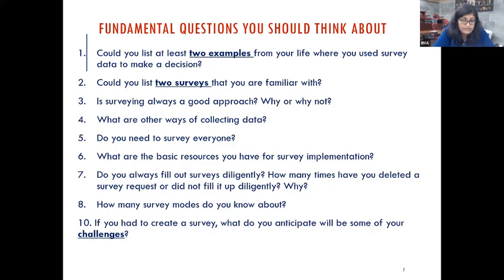Why or why not? Are there other ways of collecting data? What are those ways? And do you need to survey everyone unless you are doing a census? Or who should you select? How should you select? What are the basic resources you have for survey implementation? And this is what you should be thinking either at the organization level or at the group level or whatever level you work. What are the basic resources? Like a textbook about survey could also be a resource, or a recording of this workshop is also a resource, a knowledge resource. But other than that, you need time, you need money, you need people willing to work with you. So it takes a lot of resources.